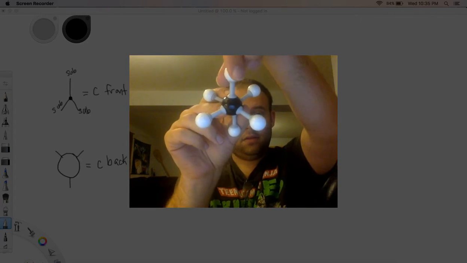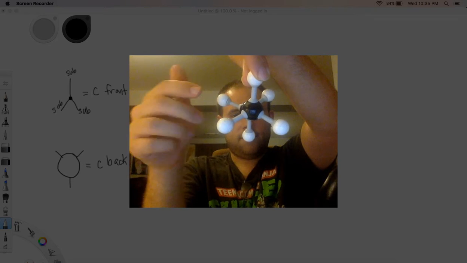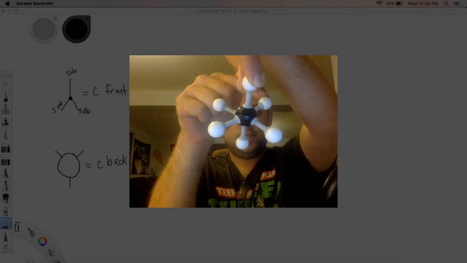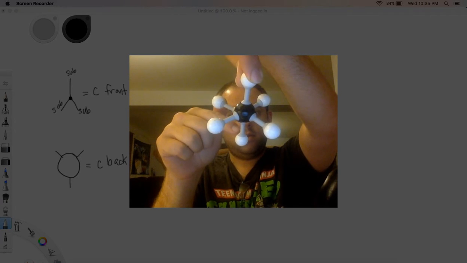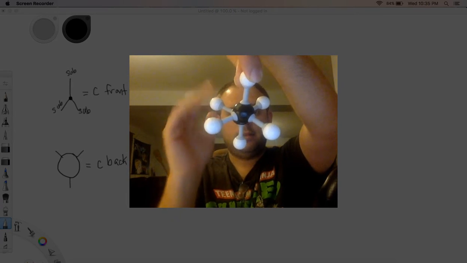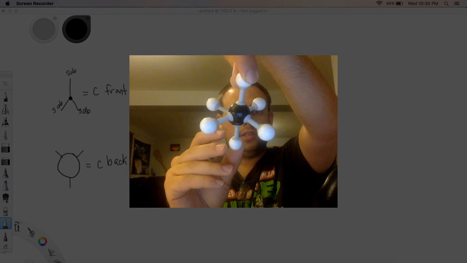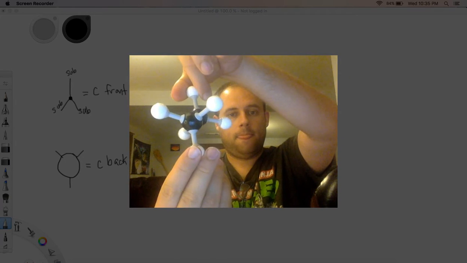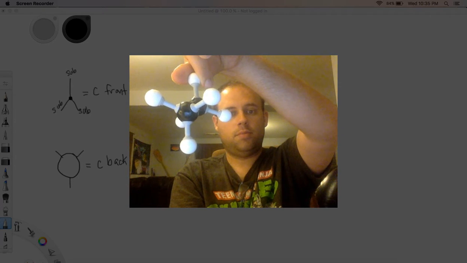Now, if you take a look right back here, I also have a back carbon. The back carbon right here has a set of 2 hydrogens up top and 1 below that's right here. And so that's the proper Y that's facing upwards. If I were to turn this, you could see that right there. Okay, and that's an example of a Newman projection.